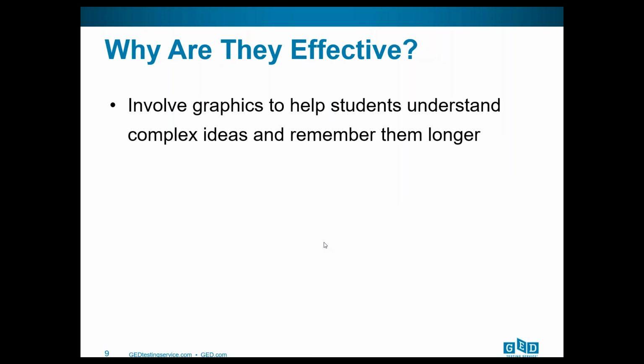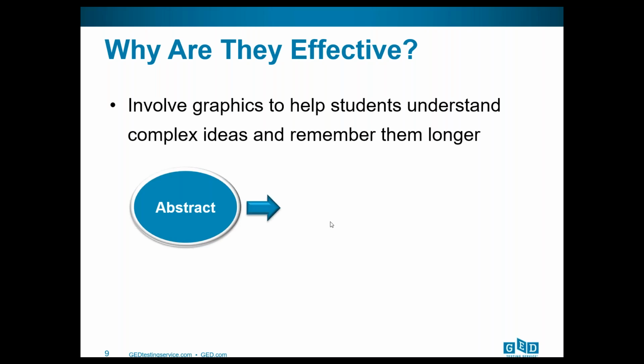So, why are they so effective? Well, it allows students to understand more complex ideas. But even more than that, they begin to remember those things for a longer period of time because they have a way in which to associate things. They can see it and what all is going on. So we can move from the abstract into the concrete.